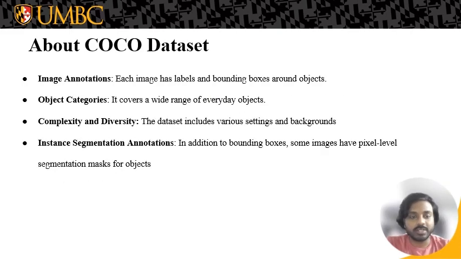So let's learn about the COCO dataset. It consists of image annotations. Each image has labels and bounding boxes around objects, along with object categories. It covers a wide range of everyday objects. It's actually very diverse, as it contains various settings and backgrounds. In addition to the bounding boxes, some images have pixel-level segmentation masks for instance segmentation.